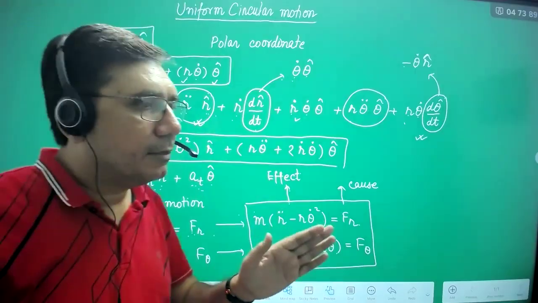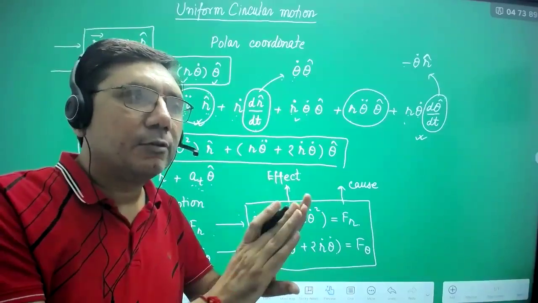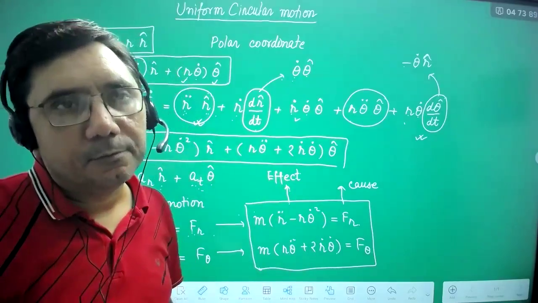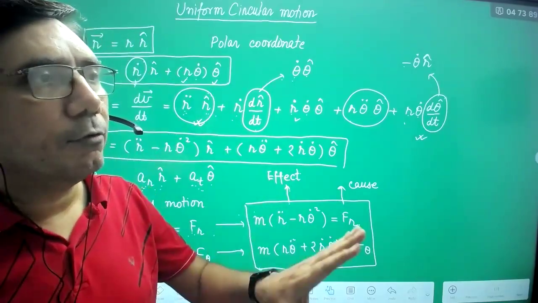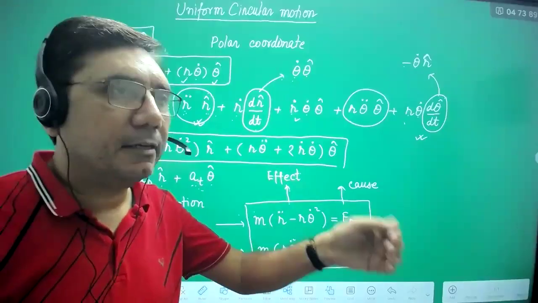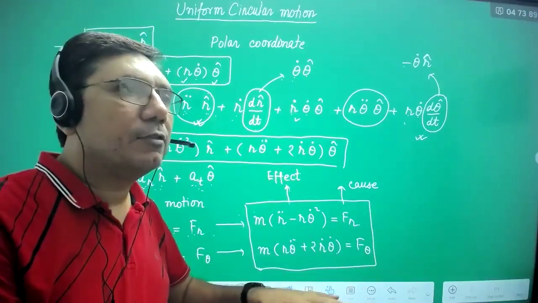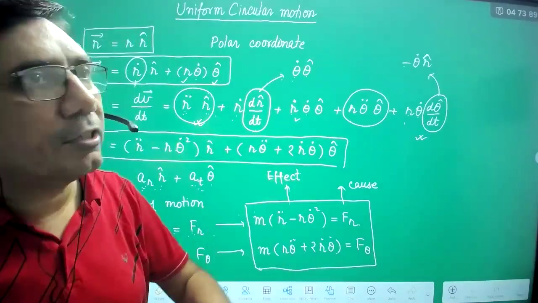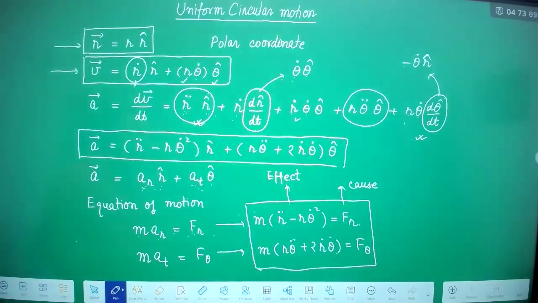Sir, can you explain the cause and effect? Basically, whenever you are applying a force, what is this force going to do? It is going to give an acceleration to the object on which the force is applied. So when you are applying a force, the result is an acceleration. Force is the cause, and due to this applied force there will be some acceleration. That acceleration is the effect. So the equation of motion is actually the cause and effect relation.